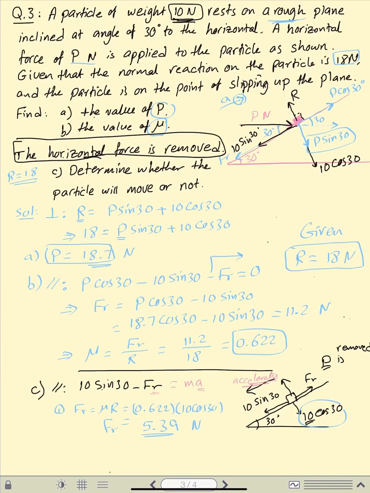Now, what's the magnitude of this value? It's 5.39 when you use the calculator. Now the main force, which is 10 sine 30, in the calculator is exactly 5 newtons. Now, since friction is more than the main force, 5.39 is more than 5.